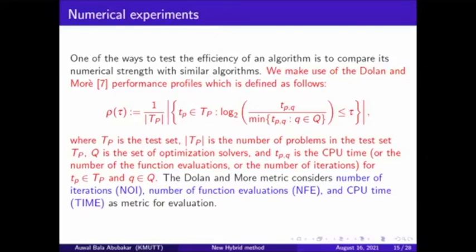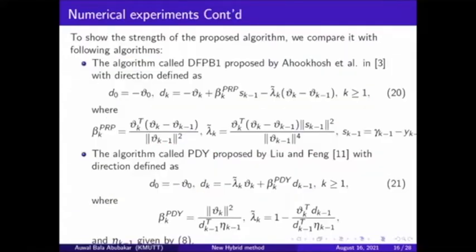One way to test the efficiency of an algorithm is to compare it with similar algorithms. We make use of the Dolan and Moré performance profile, which is defined as follows, and has been mentioned in several talks in this research group. The metrics we considered are the number of iterations, the number of function evaluations, and the CPU time. We use these metrics to see whether the newly proposed algorithm is actually more efficient than the existing algorithms.